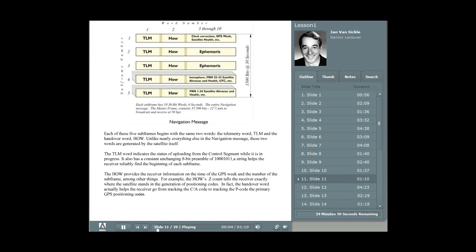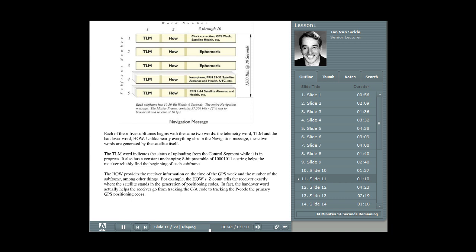Well, here's the navigation message again, just a little bit of information concerning the TLM or telemetry word and the HOW or handover word. The telemetry word indicates the status of uploading at the control segment, if it's in process or not. This allows your receiver to know that. Also, it allows it to know the beginning of each word from the data string. The handover word is useful in a couple of ways, but probably most importantly to tell your receiver where the satellite is in its broadcast of the codes.